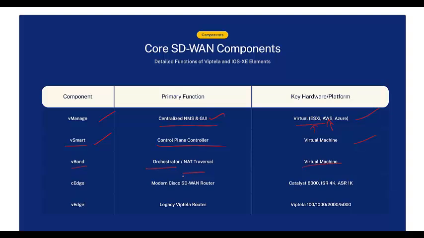So these 3 are controllers. The data plane, either you can have vEdge or cEdge or both. cEdge is Cisco's 8000, ISR 4K, ASR 1K. These are all new products in Cisco. Whereas vEdge is Viptela, and the Viptela company is no more. It's with Cisco now. That's why they call it legacy now. Viptela 100, 1000, 2000, 5000. Those numbers mean a lot. 5000 is really a very big box compared to 2000. Right? So these are the components in detail.